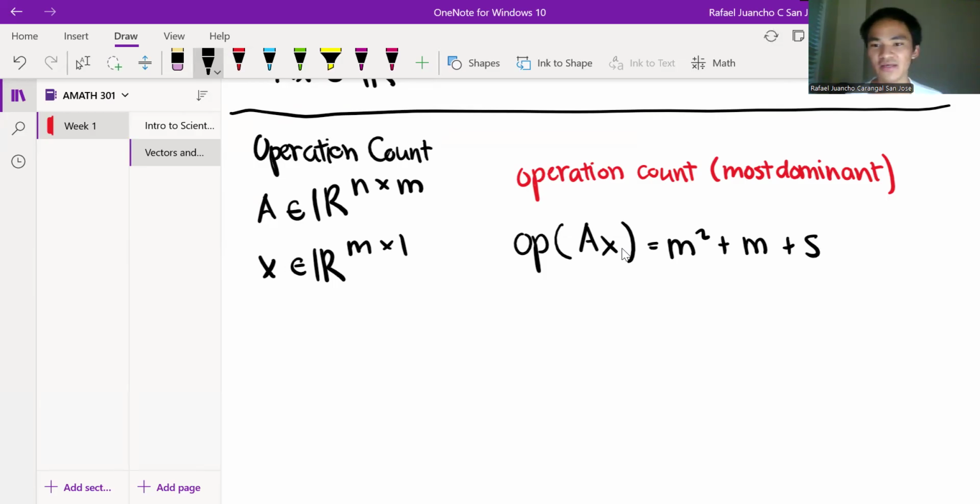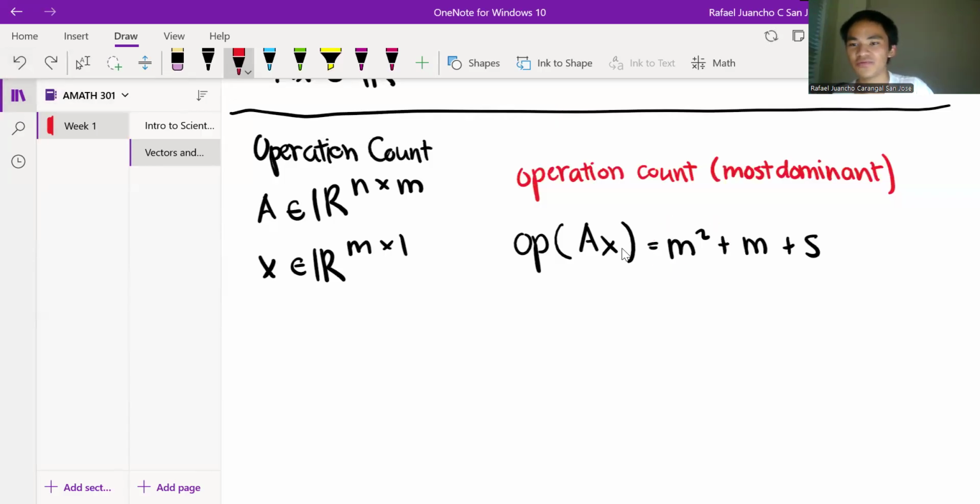What's the most dominant term out of these three? The most dominant is the one that's going to increase over time as m approaches infinity. So here we actually play the role of calculus. If m becomes bigger and bigger, let's say we reach like 10K, or a million or a billion, what's going to be the term that matters the most? Well, obviously, it's going to be this, m squared.